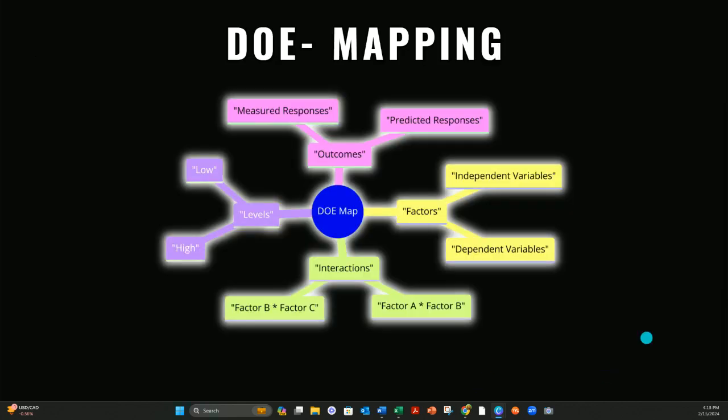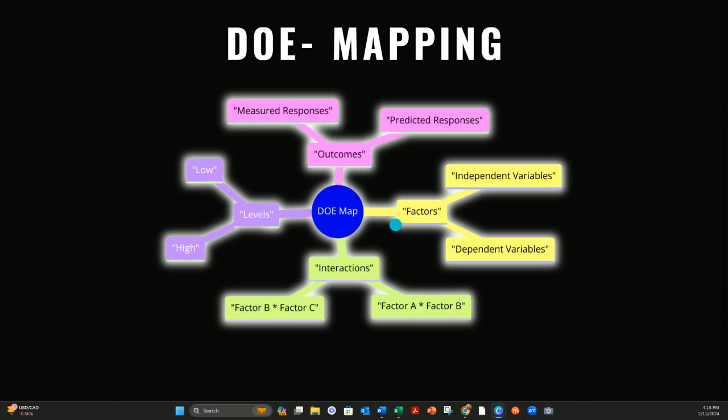The DOE mapping process is relatively easy, and I like showing a mind map here. When we first start with this, we have to look at what our outcomes are. What are our measured responses? What are our predicted responses? Those are the hypotheses in our situations.